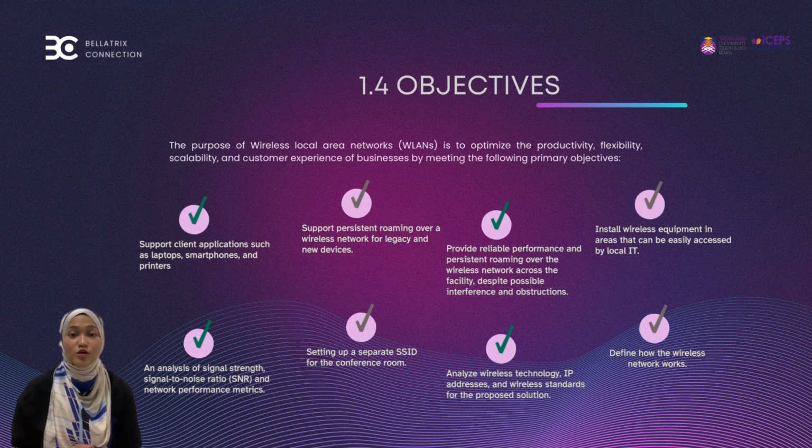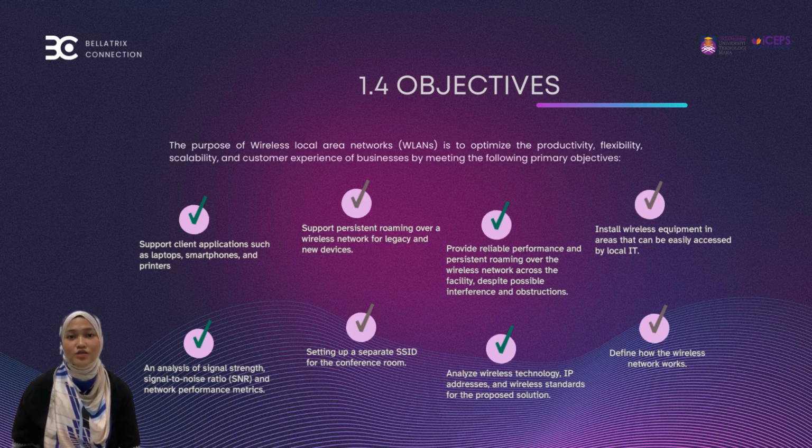Okay, for 1.4 objectives, the purpose of the wireless local area network is to optimize the productivity, flexibility, scalability, and customer experience of businesses by meeting the following primary objectives. For the first one, support client applications such as laptops, smartphones and printers. Number 2, support persistent roaming over the wireless network for legacy and new devices. Number 3, ensure reliable performance and persistent roaming over the wireless network across the facility. Then install the wireless equipment in areas that can be easily accessed by local IT.